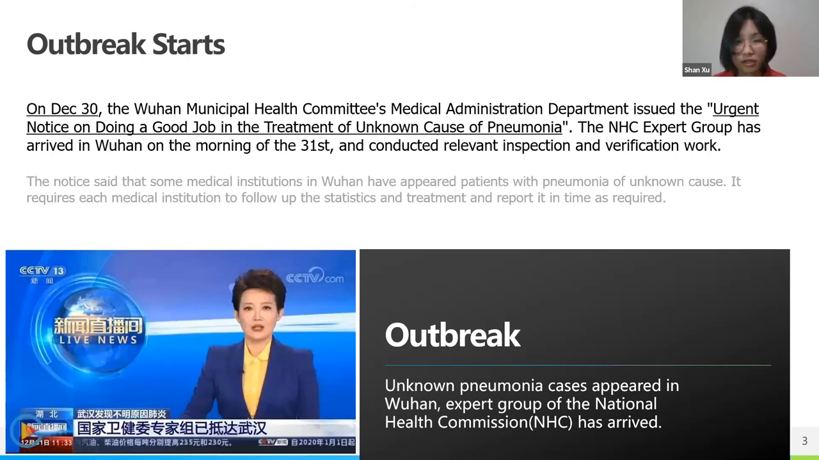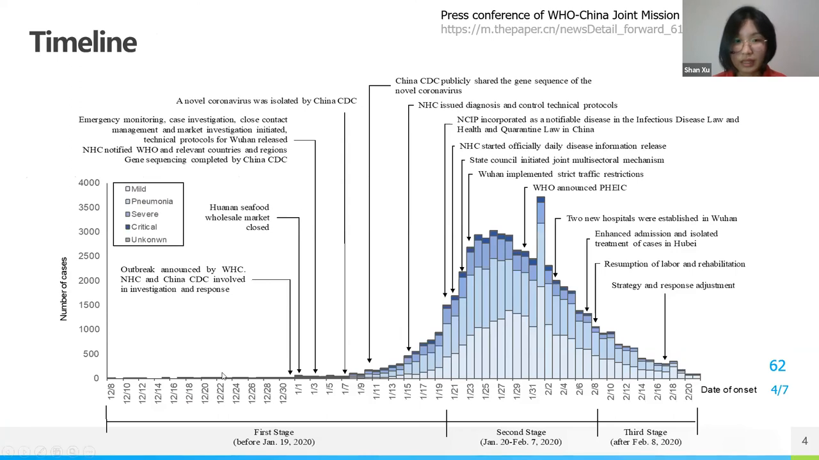So this is the start of the outbreak. You probably know that on December 13th, an unknown virus appeared in Wuhan. This picture is our national TV report on the next day. Experts from the National Health Committee arrived in Wuhan that morning. So this is the daily change curve and a serious, quick response from the Chinese government. I attached a link of the WHO and China Joint Mission Press Conference on this page. If you are interested in the details of this picture, you can find more information from that.